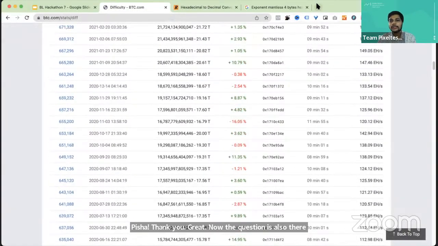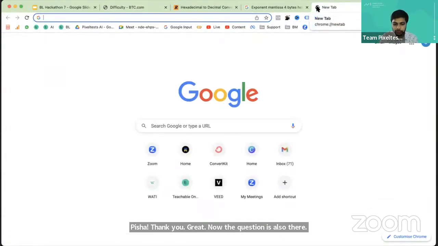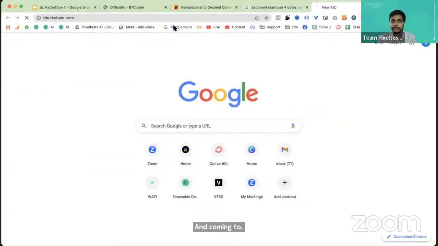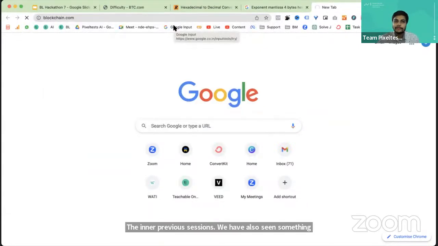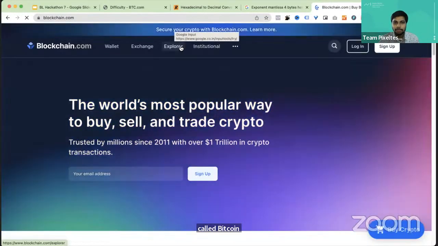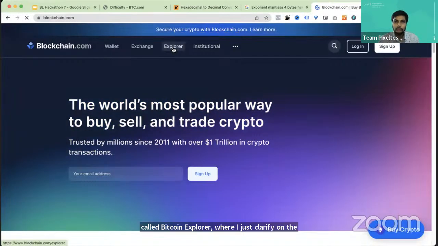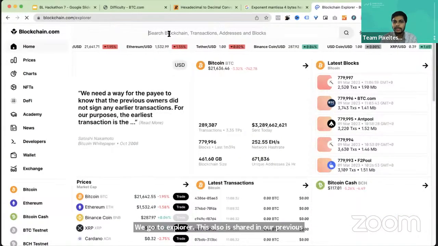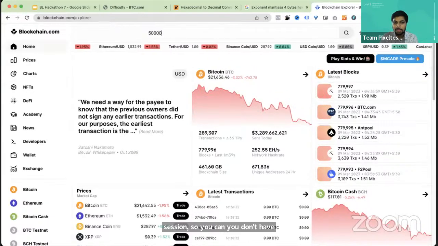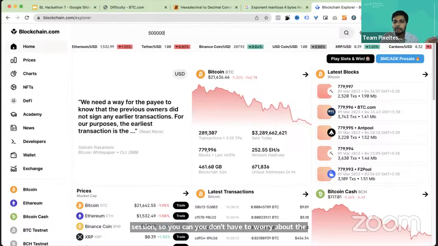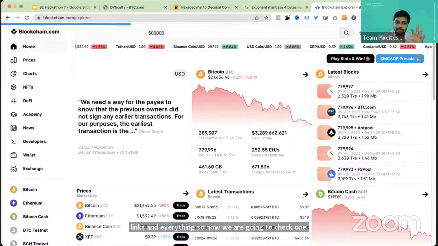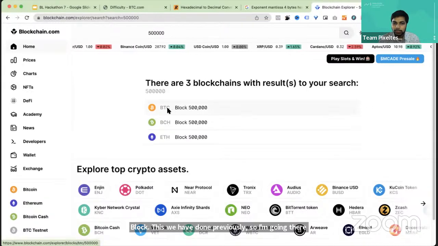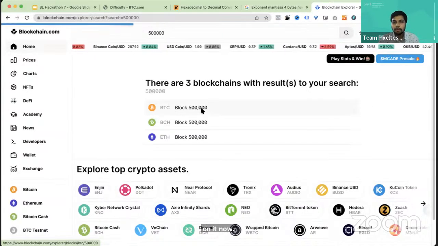Now, the equation is also there. And coming to Prashant sir, your question, in our previous sessions, we have also seen something called the Bitcoin Explorer, where I'll just clarify on the confirmations portion. So now the blockchain.com, we go to Explorer. This also is shared in our previous sessions, so you don't have to worry about the links and everything. Now we are going to check one block, which is the 5 lakh block. This we have done previously. So I'm going there already. Now you can see that there are 3 blockchains with our result. Now block 5 lakh. So we are going to open block 5 lakh.